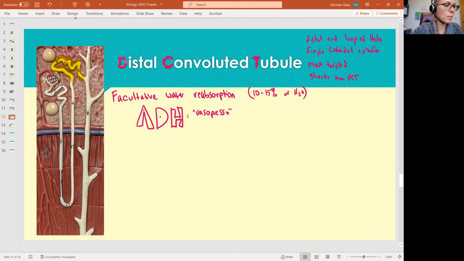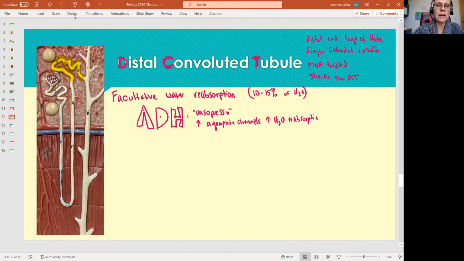And when we talk about ADH as vasopressin, we're going to see that it's going to have two major things that it can do. But when we talk about it in terms of the distal convoluted tubule, what we'll see is it will increase what are called aquaporin channels, which is going to increase water reabsorption.